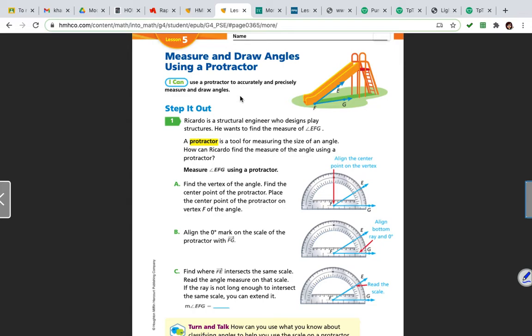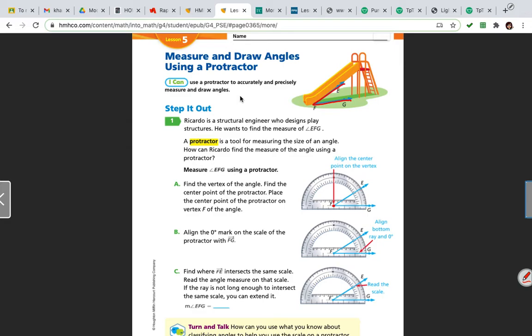Number one, Ricardo is a structural engineer who designs play structures. He wants to find the measure of angle EFG. So we have angle EFG right here, and they've drawn it on the protractor. Measure angle EFG using a protractor. Find the vertex of the angle. Remember, the vertex is right here, the dot where the two rays come together.